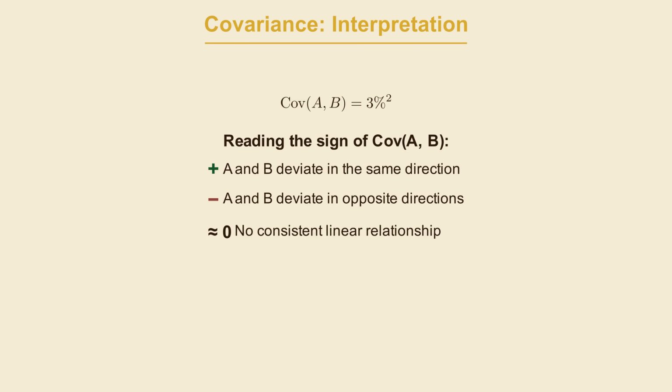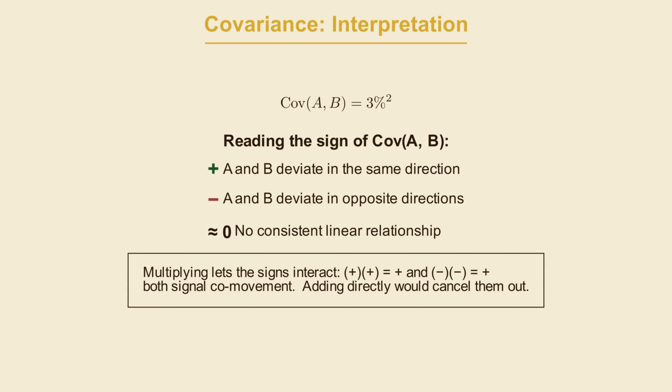And covariance close to 0 means there's no consistent linear relationship. The deviations don't tend to point in the same direction or in the opposite directions. One common question is why we multiply the deviations rather than just adding them. The multiplication here is what lets the signs interact.